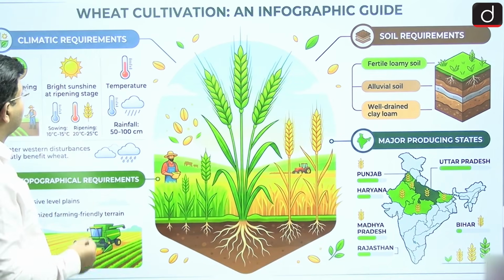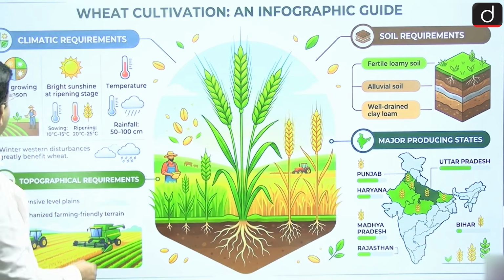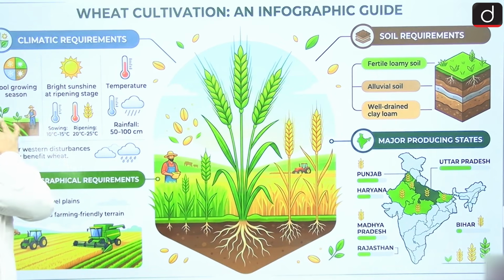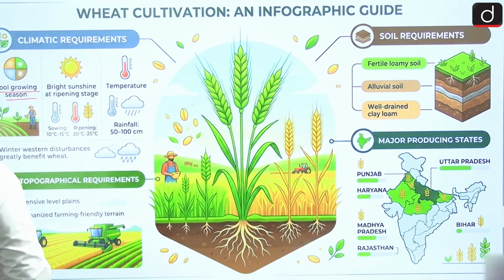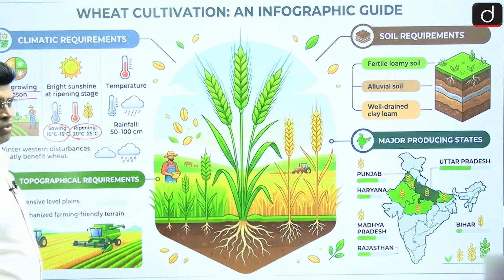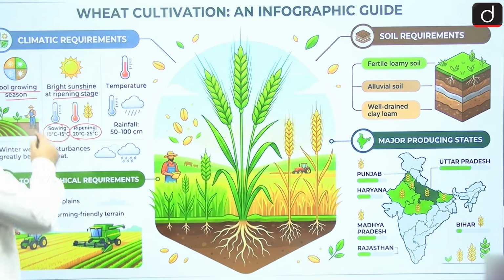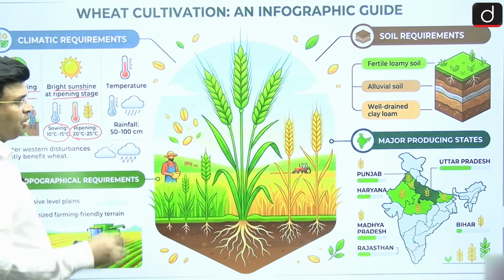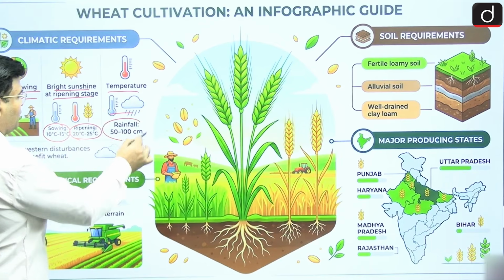Wheat cultivation, an informative infographic guide. So wheat is a cool season crop, yes. It grows in winter, when the temperature is around 10 to 15 degrees Celsius during the sowing period, October to December. And at ripening time, the temperature should be a little more, 20 to 25, even 30 degrees Celsius. Bright sunshine is needed at ripening time, while it is cool during the starting period of the growing season. Temperature we have seen already, and the rainfall is 50 to 100 centimeter.